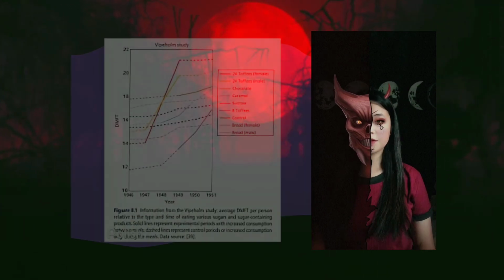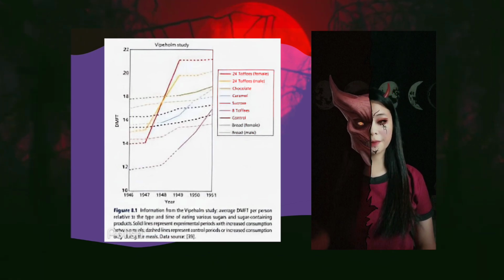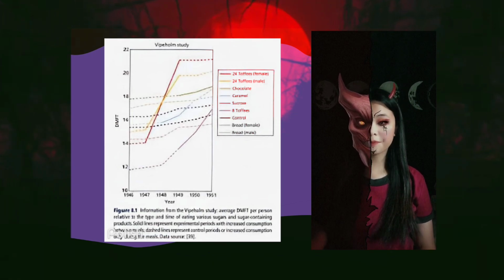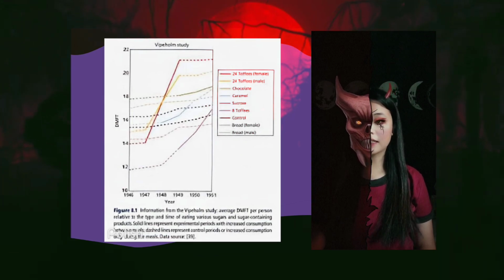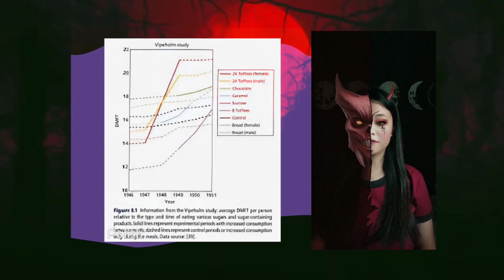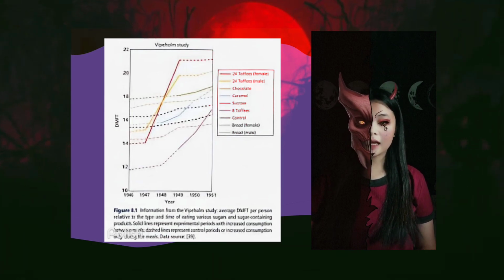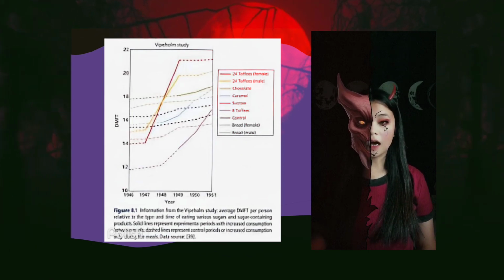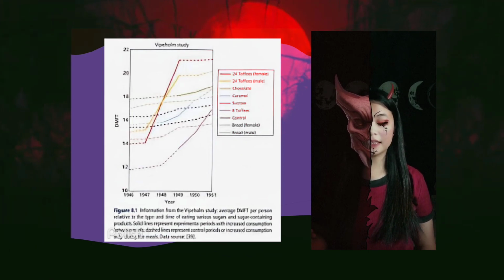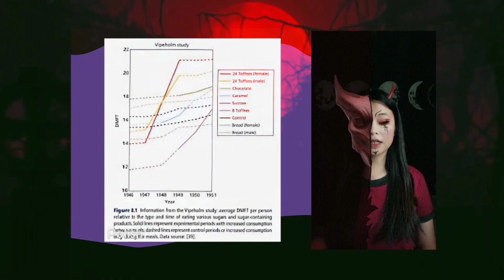Here we have figure 8.1, with information from the Vipeholm study: the average DMFT per person relative to the type and time of eating of various sugars and sugar-containing products. Solid lines represent the experimental periods with increased consumption between meals, while the dashed lines represent the control periods or the increased consumption only during the meals.